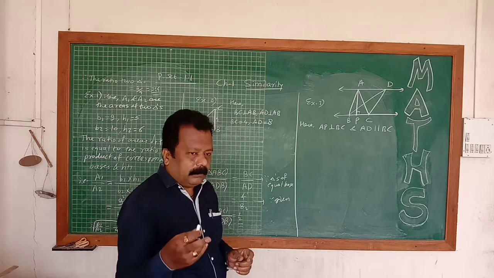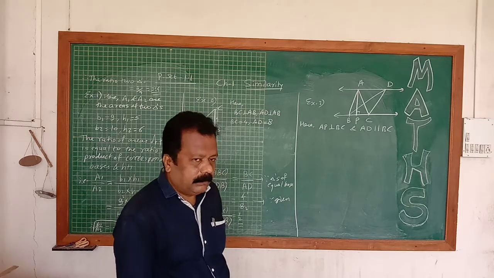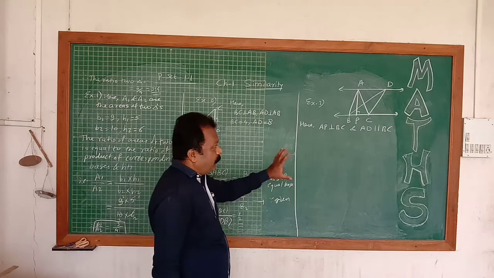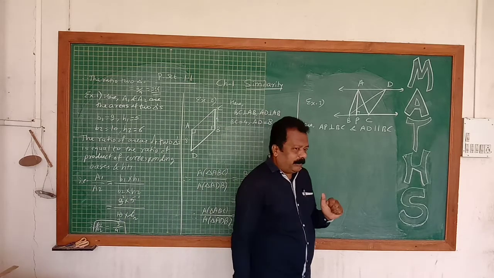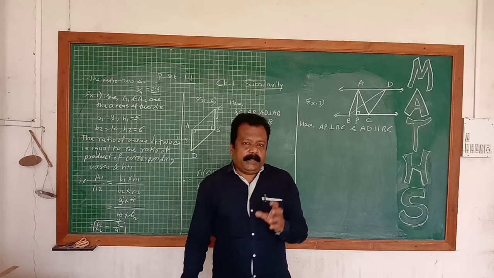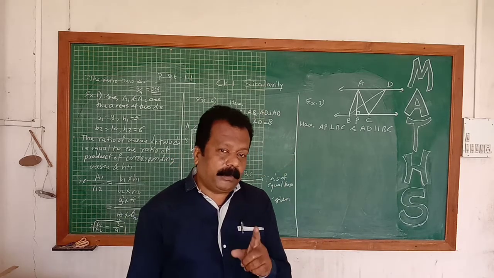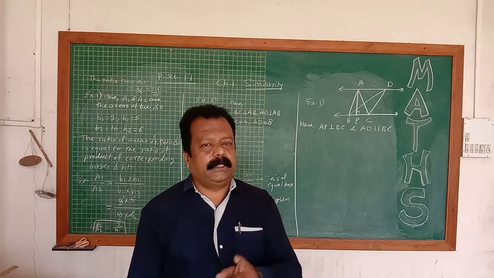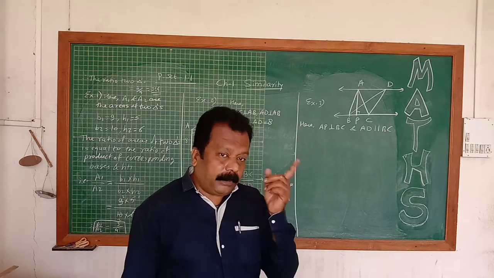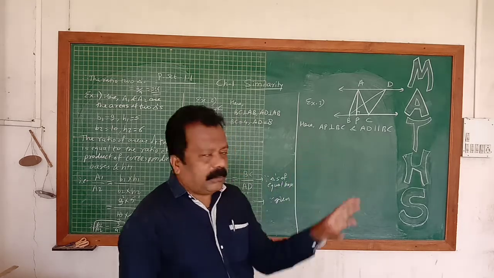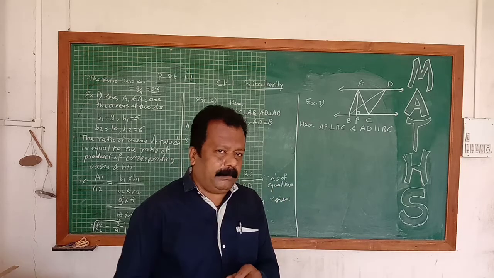Property number 4 you have to use, as given in yesterday's session. What does the property say? The ratio of areas of two triangles having the same base and the same height. In property number 2, it is the same base. In property number 3, the same height. But in property number 4, the ratio of areas of two triangles having the same base and the same height.